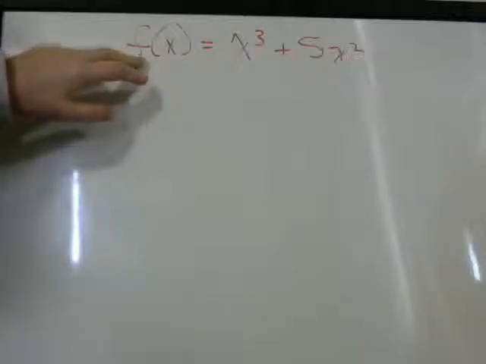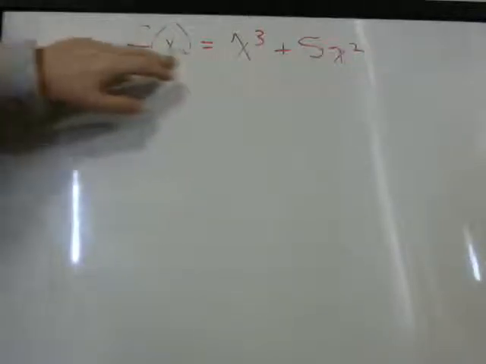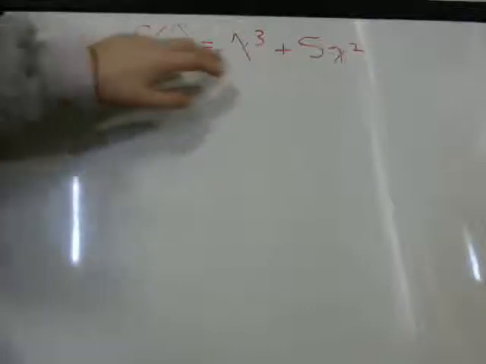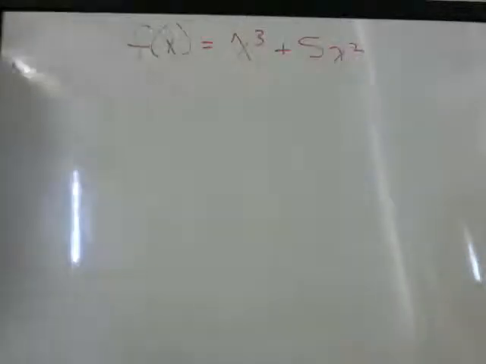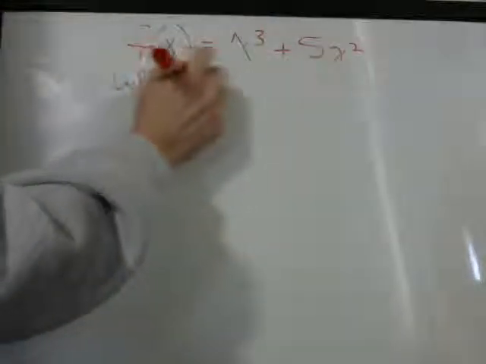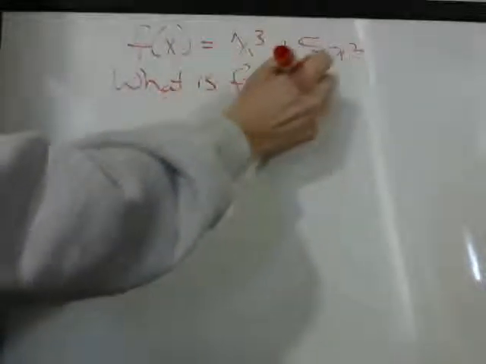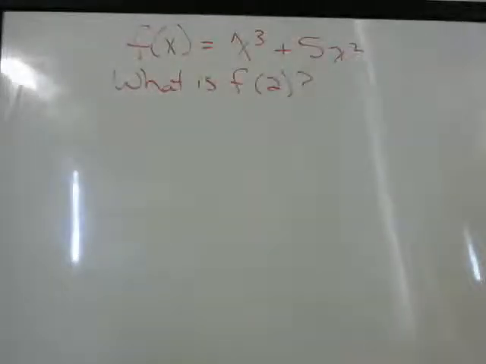We're going to talk about evaluating functions, and functions are normally going to be written as a polynomial. So for example, they'll write something like f of x equals x cubed plus 5x squared. So the way you read this is it's called f of x. It signifies a function. F of x equals x cubed plus 5x squared. And what they might ask you is, what is f of 2? That's how you would read that.